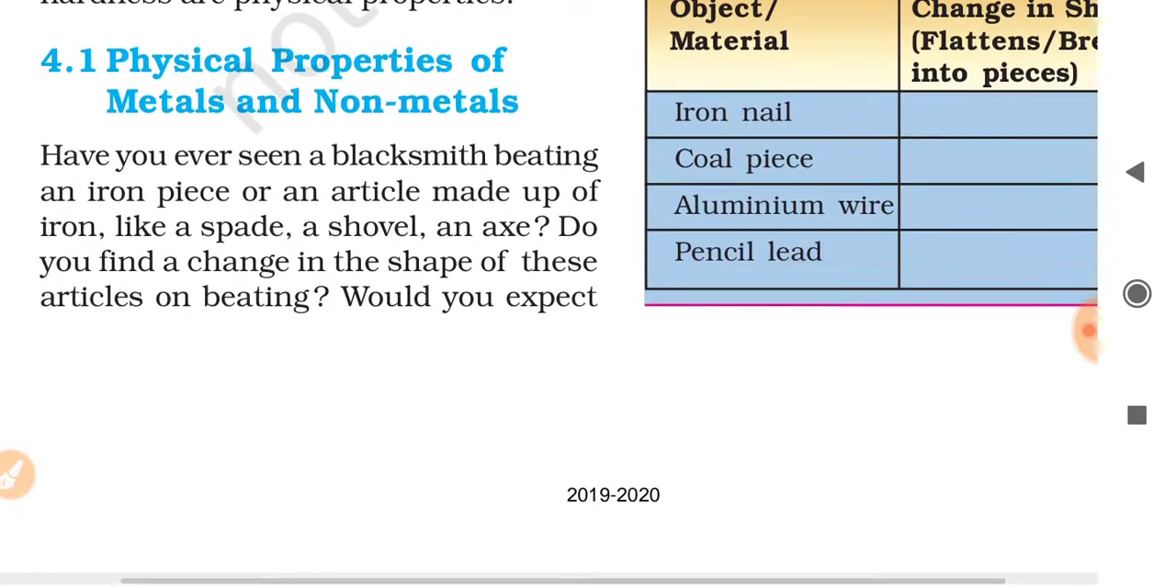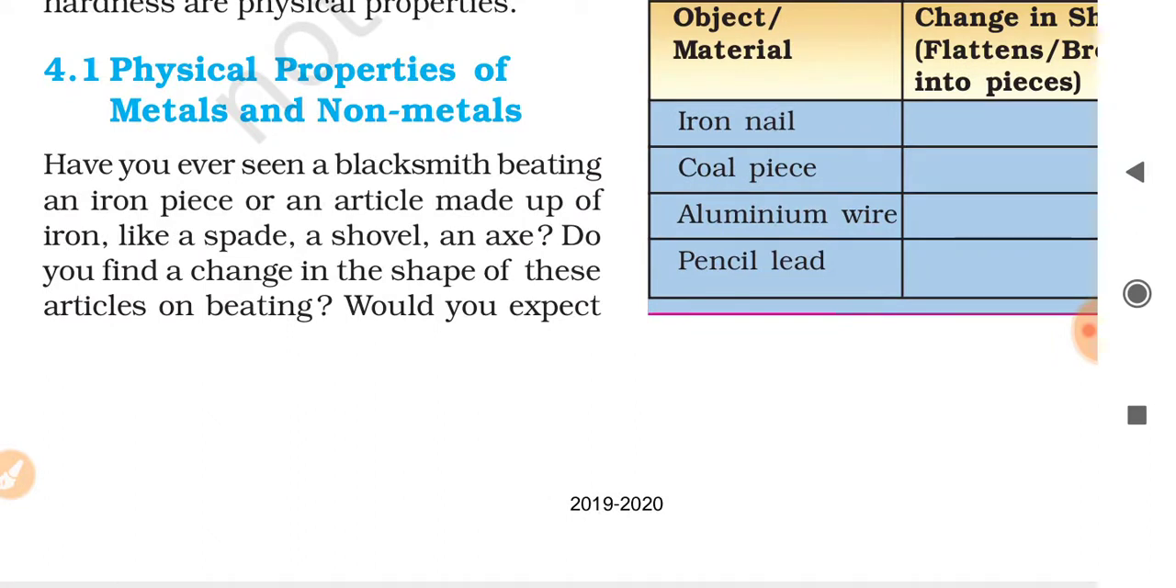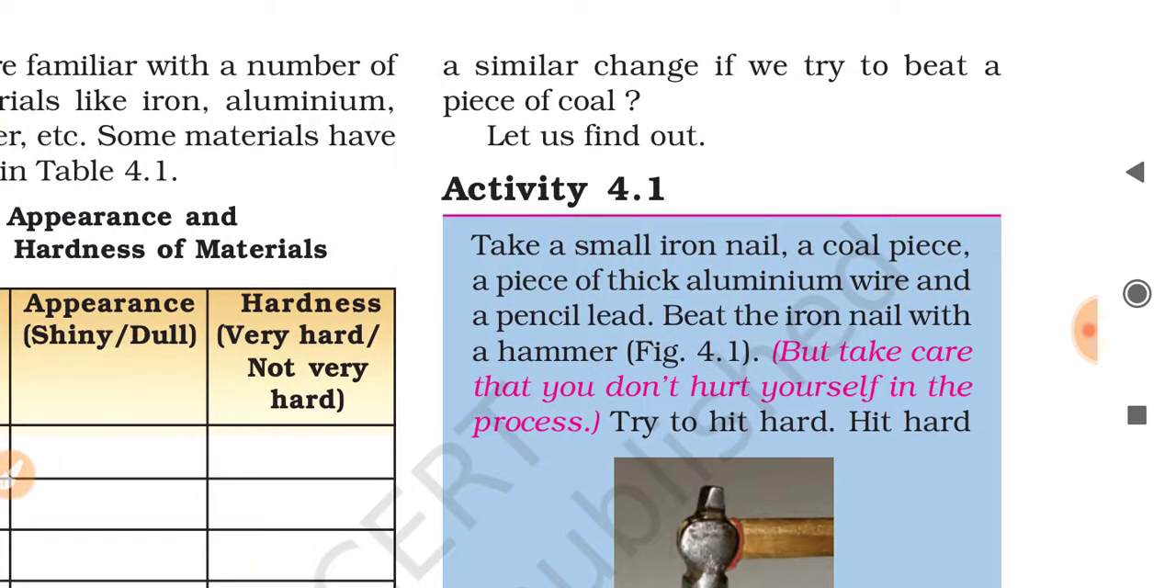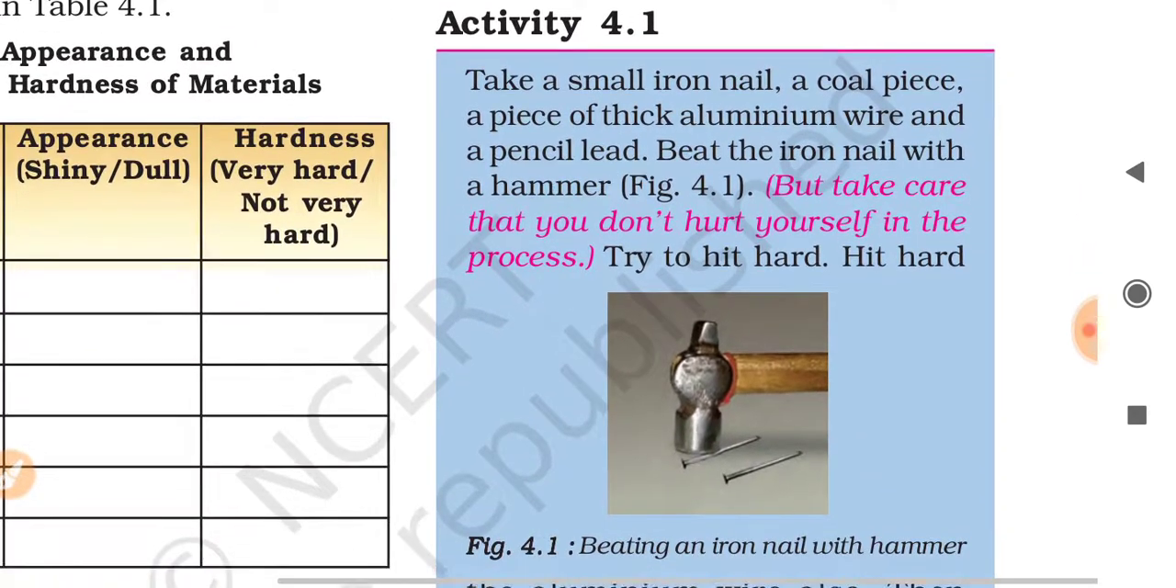Have you ever seen a blacksmith beating an iron piece or an article made of iron, like a spade, a shovel, an axe? Do you find a change in the shape of these articles on beating? Would you expect a similar change if we tried to beat a piece of coal? If you go to a blacksmith nearby, watch what he is doing. Then do this activity: take a small iron nail, a coal piece, a piece of thick aluminium wire, and a pencil lead.